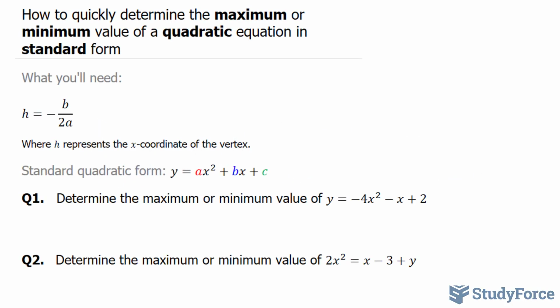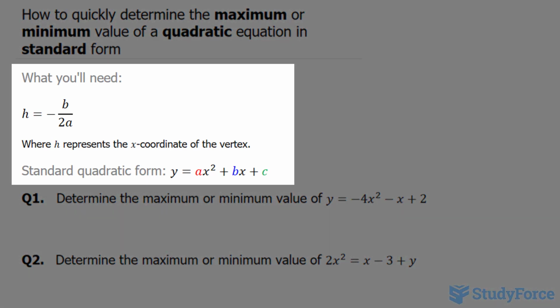In this video, I'll show you how to quickly determine the maximum or minimum value of a quadratic equation that is in standard form. What you'll need to be successful in this concept is the following formula, and what this formula does is it gives you the x-coordinate of the vertex, and you'll also need to know the standard quadratic form, which looks like this.